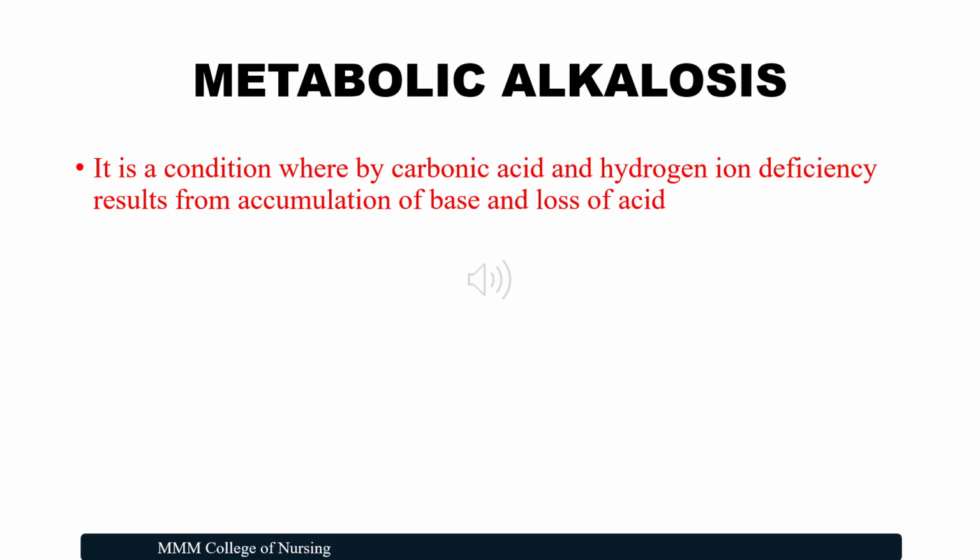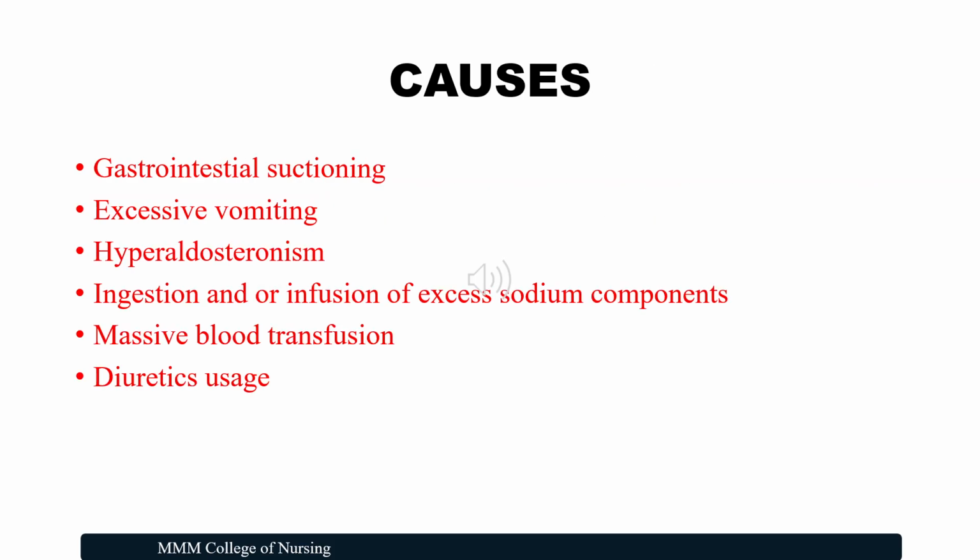Next one, coming on to metabolic alkalosis. It is a condition where the pH level and the bicarbonate level both increase simultaneously, whereby the carbonic acid and hydrogen ion deficiency results from accumulation of base and loss of acid. So the bicarbonate level increases and the pH level also increases. Coming on to the causes: gastrointestinal suctioning, excessive vomiting, hyperaldosteronism, ingestion or infusion of excess sodium components, massive blood transfusion, and usage of more diuretics.